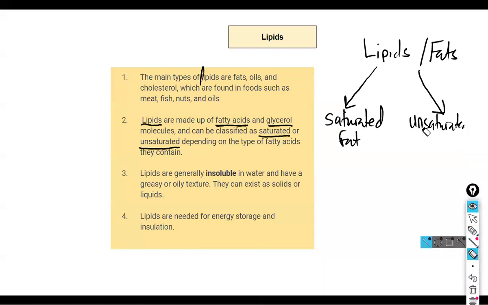Sorry for the bad spelling. Oh God, I must spell that back. I hate to spell words terrible. Let's stop. Unsaturated.